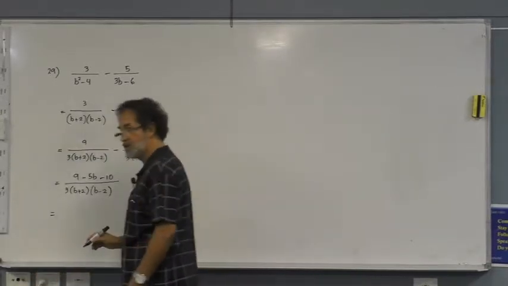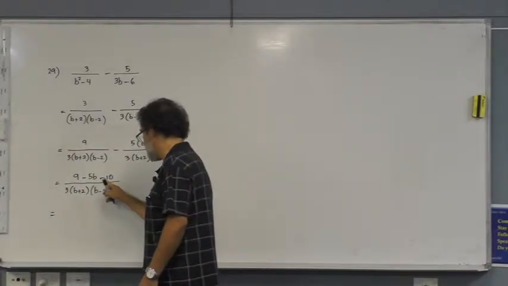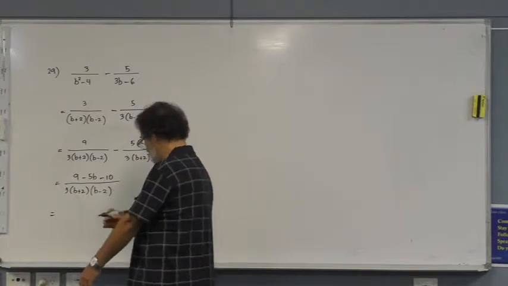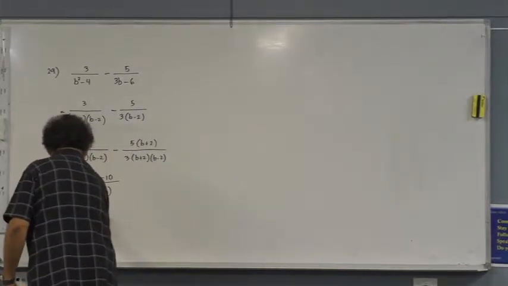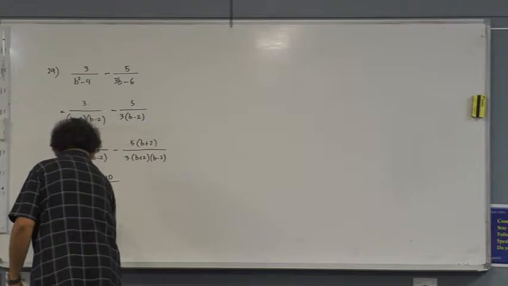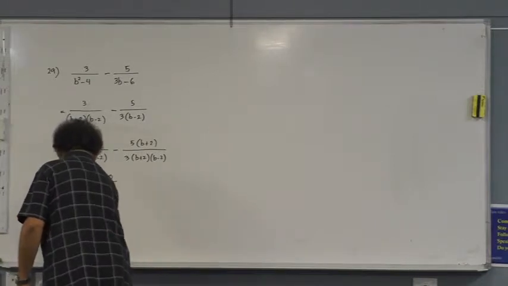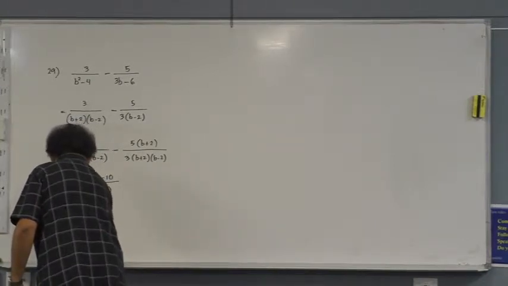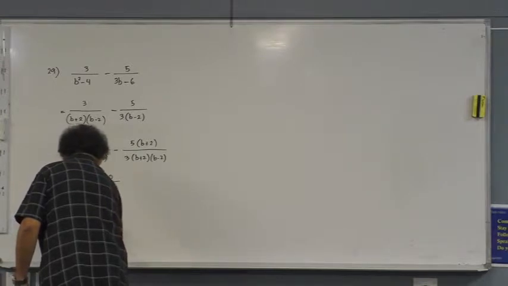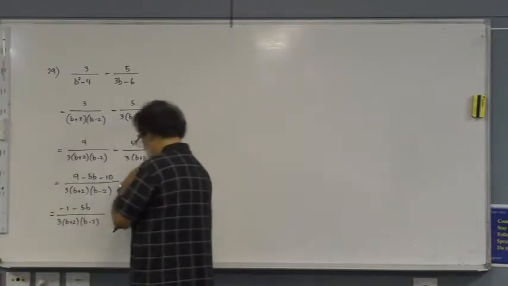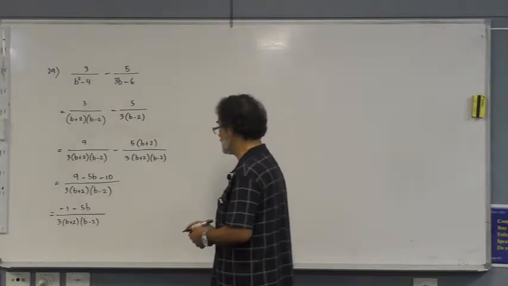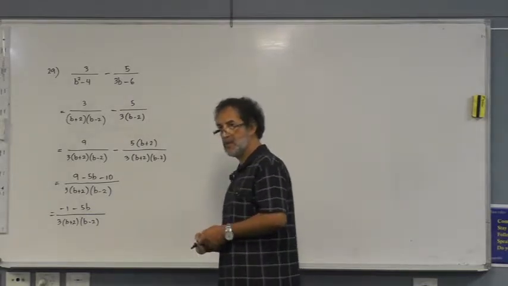And then we simplify the top. Okay, so that will give you 9 minus 10. So that will give you minus 1. So it's going to be minus 1 minus 5b. And again, you just copy down the denominator. All right, that's it. Okay, so that is the answer for that question.